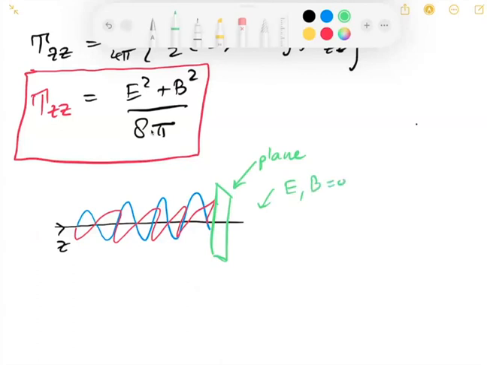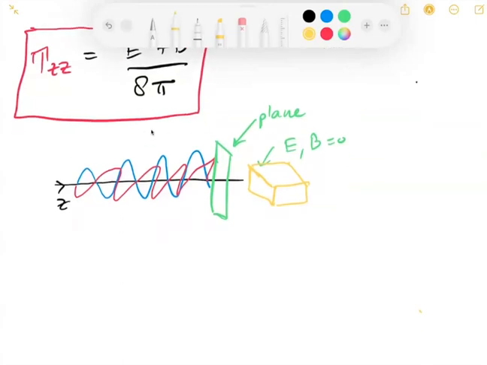Okay, so what are we going to do? We're going to take a Gaussian box and we're going to put it here. So I'll make this Gaussian box look like this. Okay, so that's the box, and we're going to put it over there. And we know on this side, T is not 0, and here on this side, T is 0.